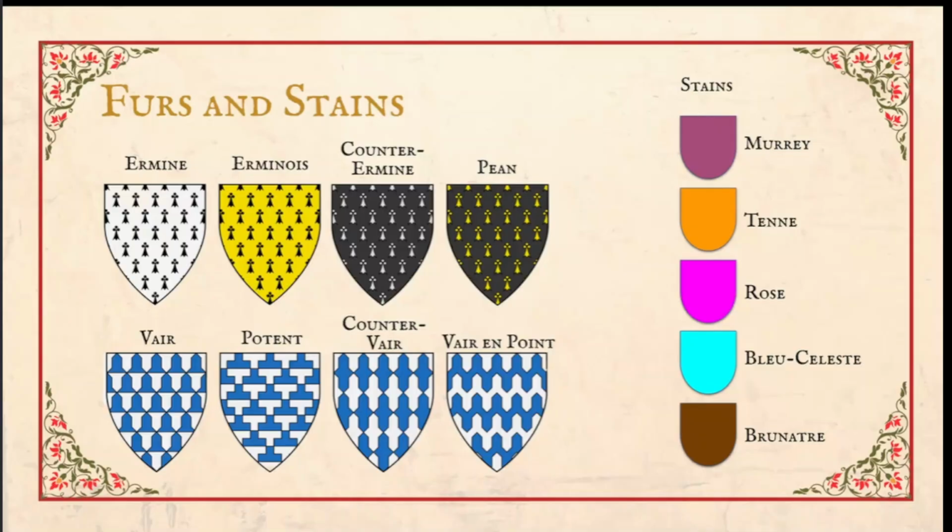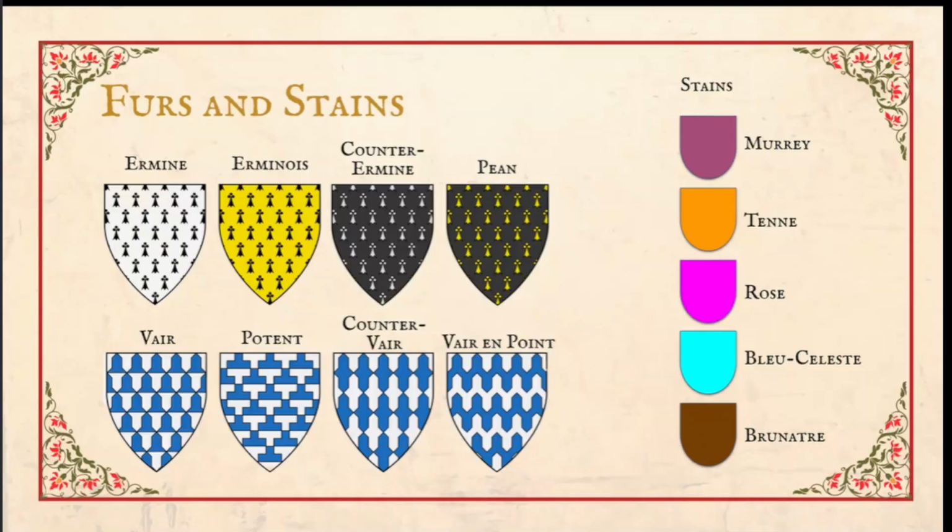I'll start with the stains on the right hand side. They're called stains because they're like stained versions of the normal tinctures. It means some other things, but we'll get into that right now. So, for example, your kind of plum burgundy wine tone is murrey. Your orange is tenné. If you ever need to remember that, Tennessee, the Tennessee Vols, orange. There you go. Rose, pink. Blue celeste is your kind of light blue, and then brunatre is your brown. So now you have some more terms for those.